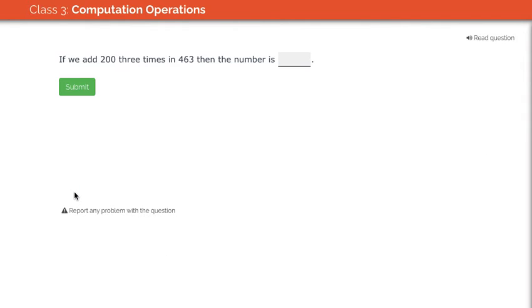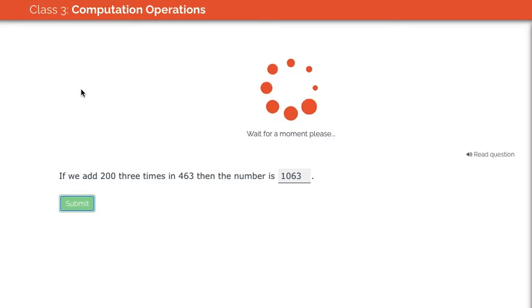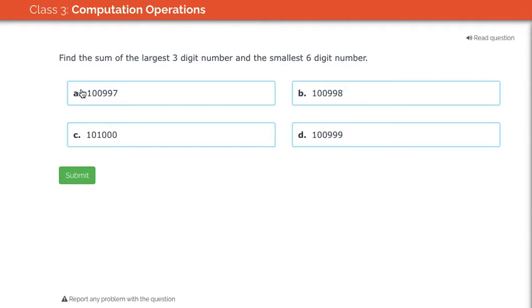Great job. If we add 203 times in 463, then the number is: 203 times is 600. 600 plus 463 is 400 plus 600, 1000. 1000 plus 63, 1063. Let's see. Great.